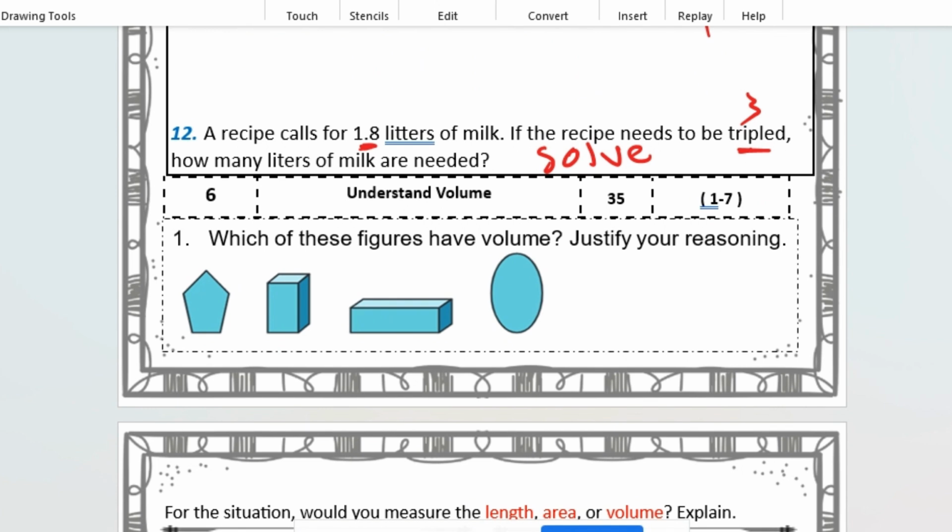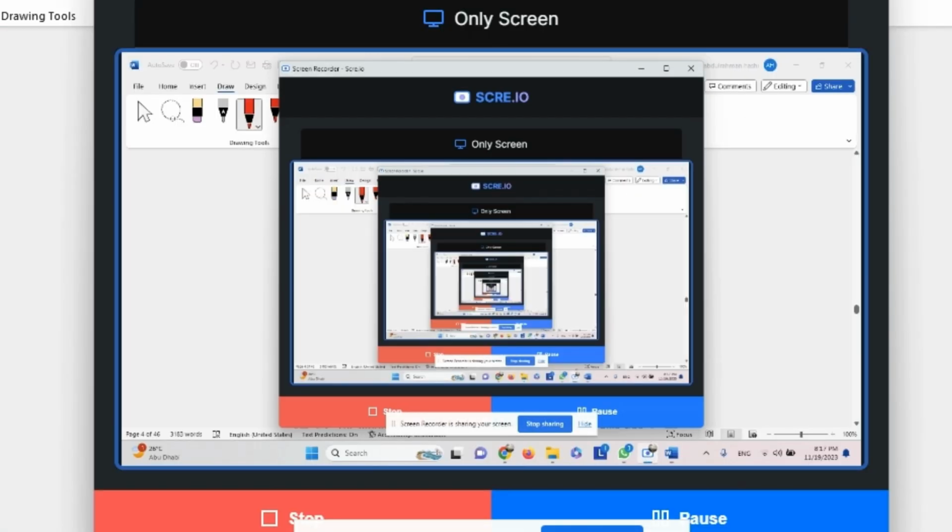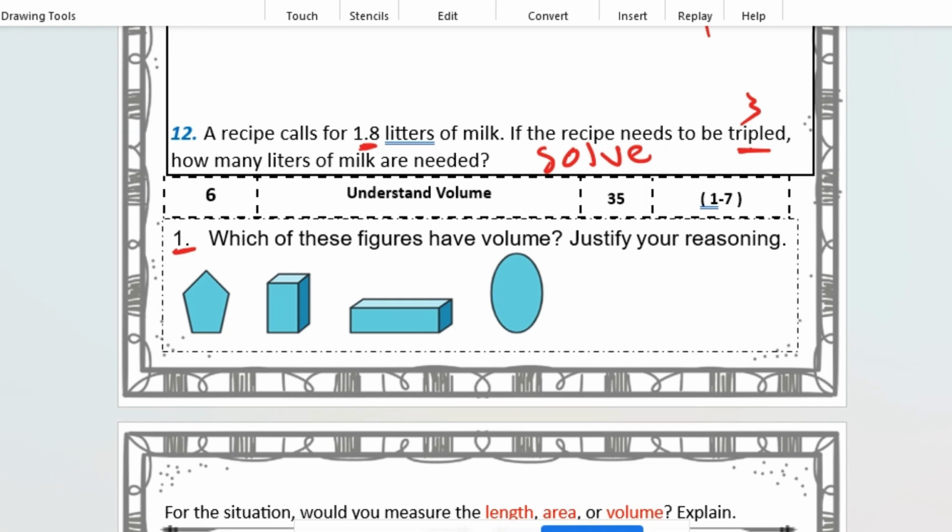Now, this is question 1, which says which of these figures have volume? Justify your reasoning. In order for a figure to have volume, it needs to be a three-dimensional figure. So this is 2D, which is incorrect. This is 3D, so this one is correct. This is 3D, and so this is correct. And this is 2D, which means that this is incorrect. So only 2 and 3 have volume.